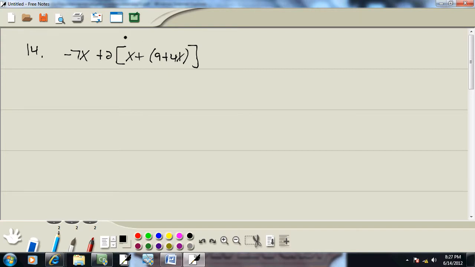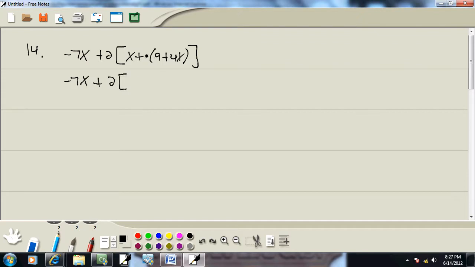Do what's inside the parentheses, brackets. So we'll do what's inside the brackets here. Well, within these brackets we have a set of parentheses, so we'll do what's inside of those parentheses. There's actually nothing to do inside of those parentheses. Those parentheses actually aren't doing anything.